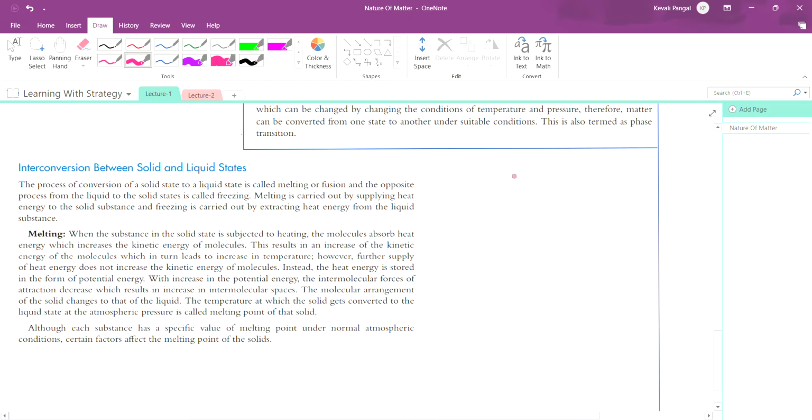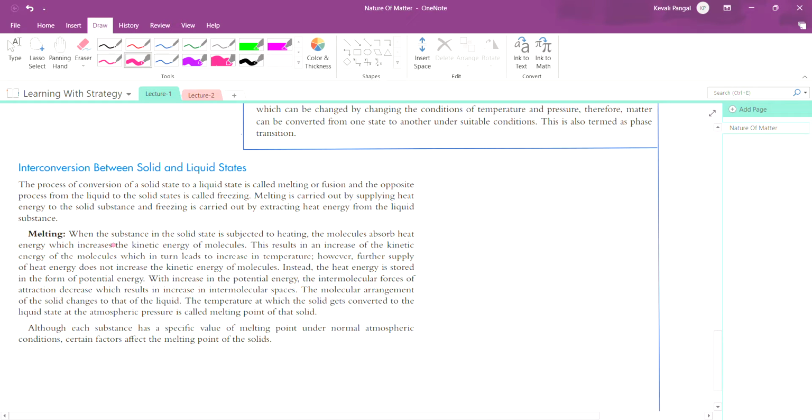And you might have observed that your mother keeps the ice cubes outside the freezer, and after some time they get converted to water. So this is called melting. Melting is carried out by supplying heat energy to the solid substances, and freezing is carried out by extracting heat energy from the liquid substances.